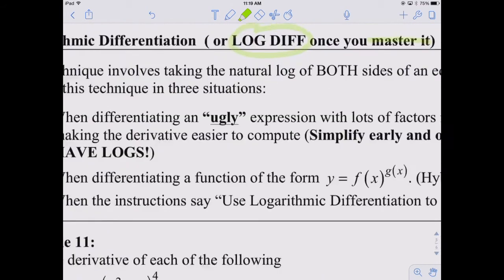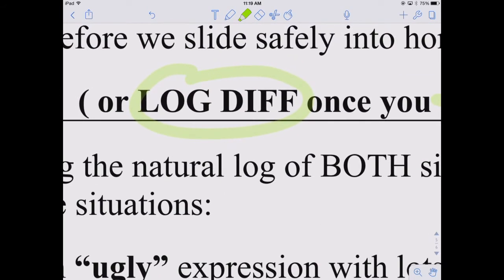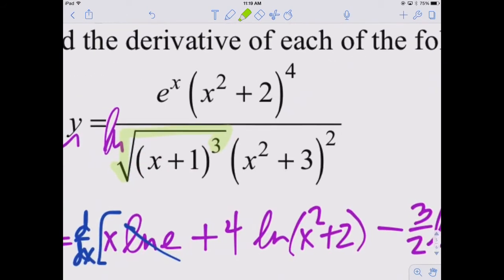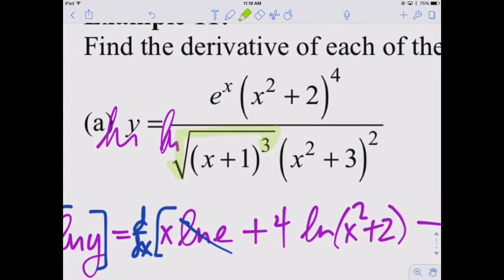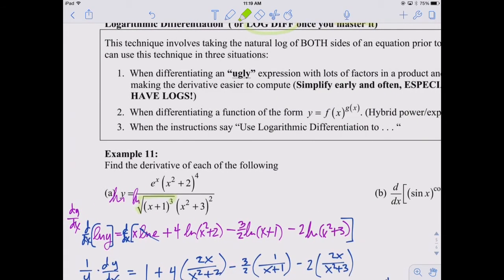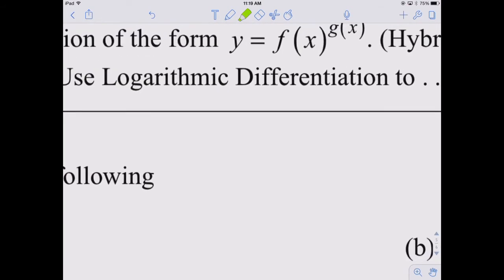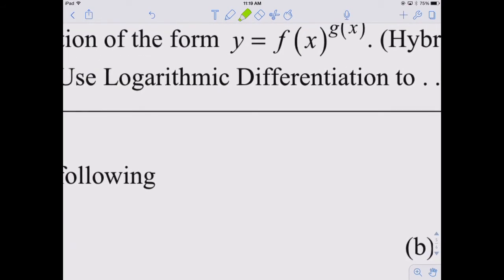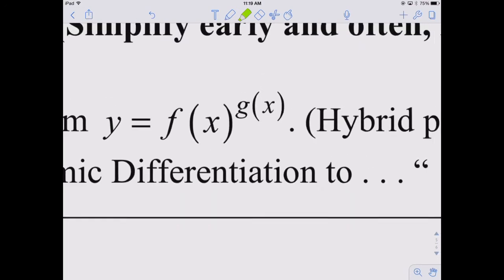When does log diff work? It actually works all the time. When do you have to use log diff? Did we have to use log diff on this one? No. You had the option, and it was well to your advantage to do so. There's only a couple times where you have to use log diff. You have to use log diff when the instructions, of course, say use logarithmic differentiation to, blah, blah, blah. But there's another time where you have to.